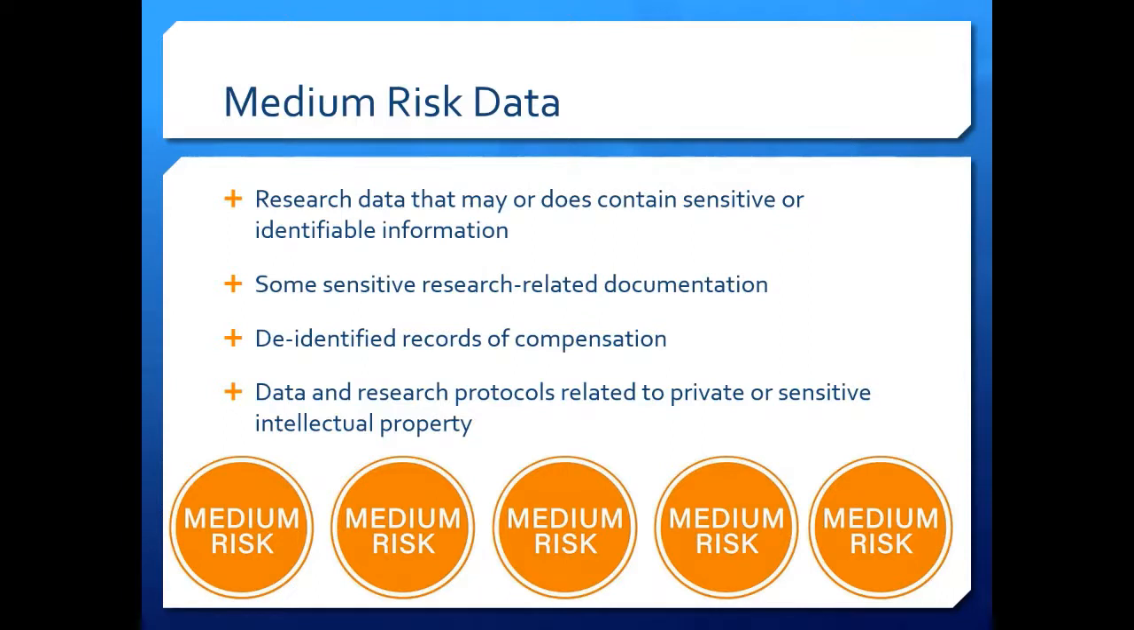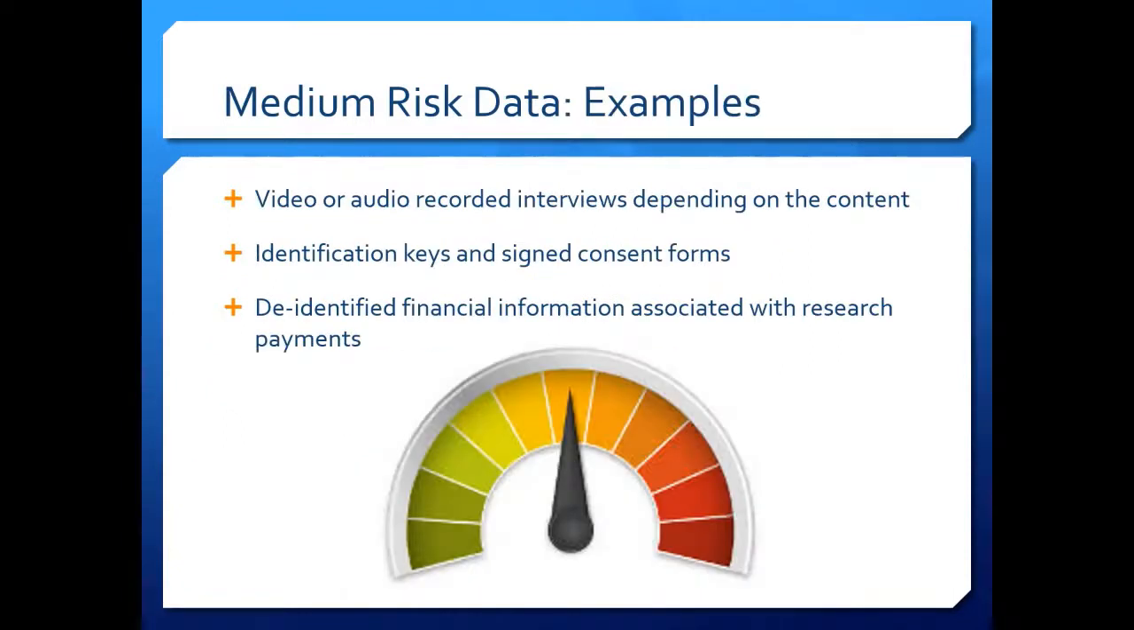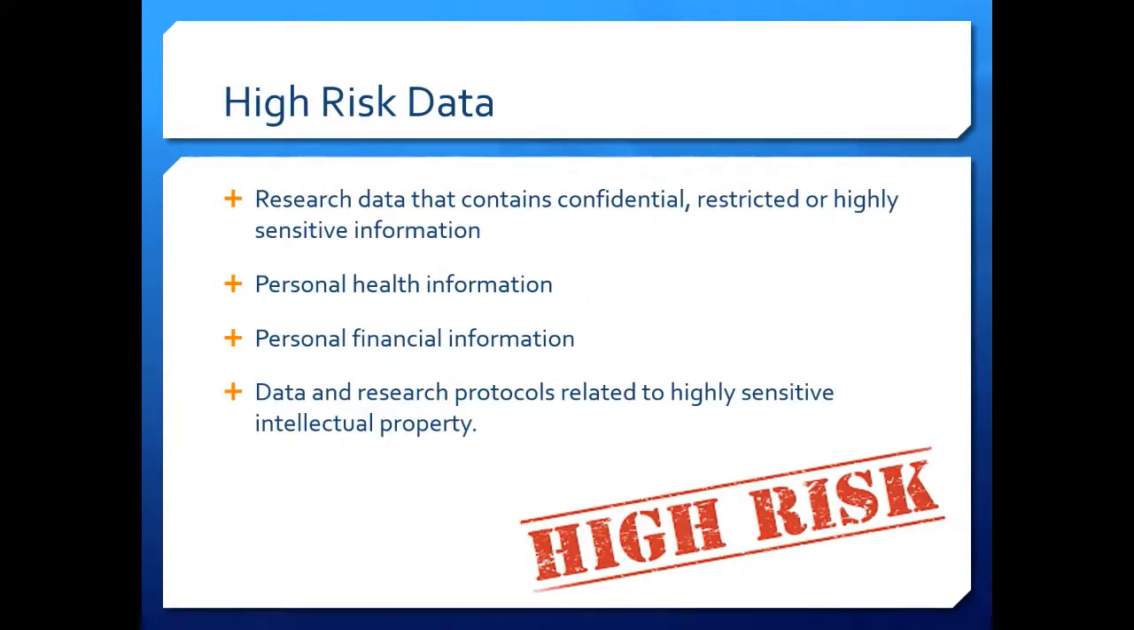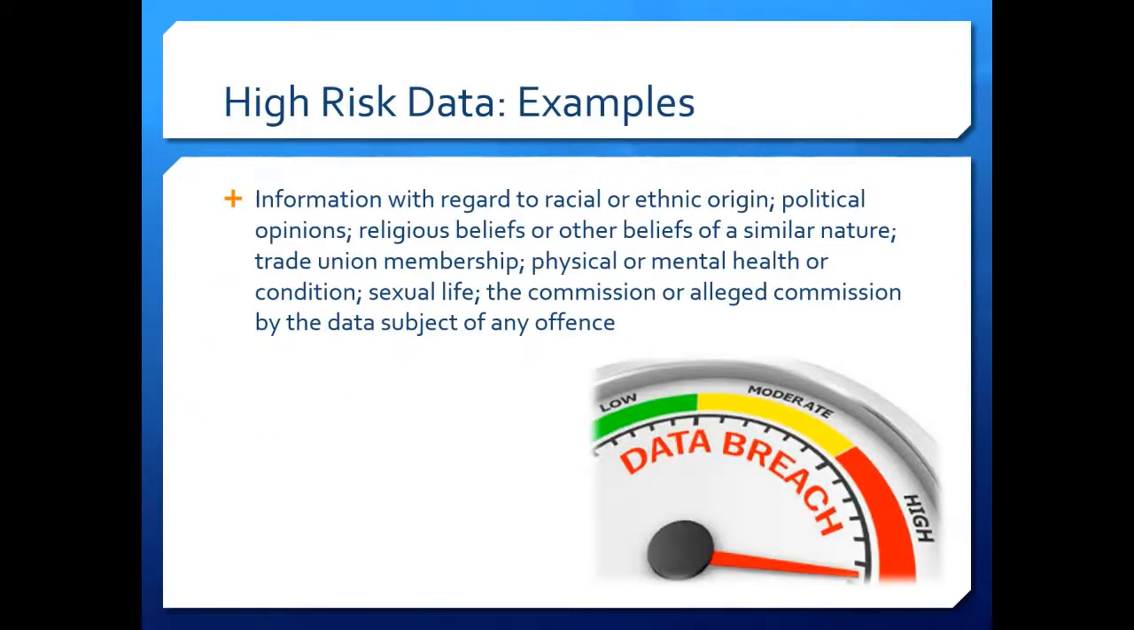The next we have is high risk data. So personal health information is going to be high risk. Personal financial information is going to be high risk. And the examples that we talk about here are information with regard to racial or ethnic origin, political opinions, religious beliefs, anything that could put the research participants at risk.